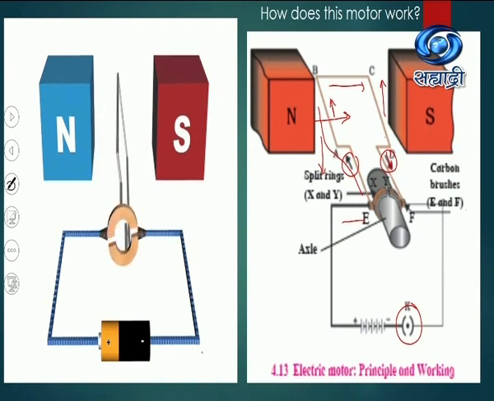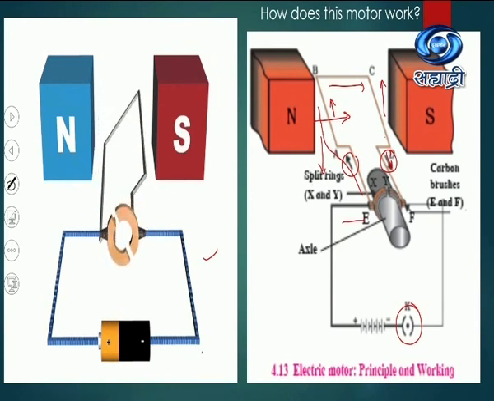So AB will move downward and CD will go in upward direction. And the axle starts rotating in anti-clockwise direction, as you can see here. Now after half rotation, the two halves X and Y of the split ring come in contact with carbon brushes F and E respectively. The direction, the path of current now will be F, D, C, B, A.